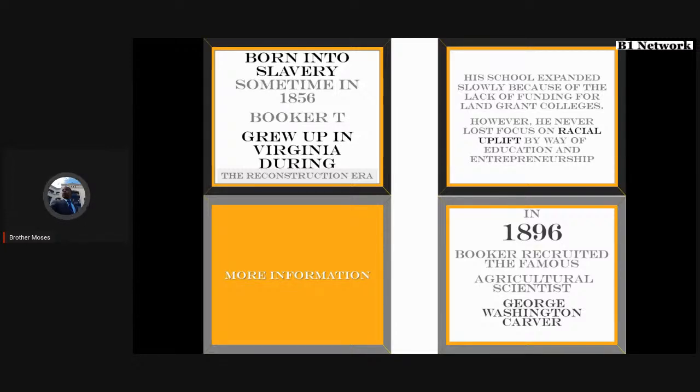And then essentially you're still only trying to get people to the point of understanding the significance of starting a school. However, he never lost focus on racial uplift by way of education and entrepreneurship. So even though there was Jim Crow, all of those different laws that were against him and against Black people in society in general, it was a hell of a feat for him to start a school. It created that access to education.